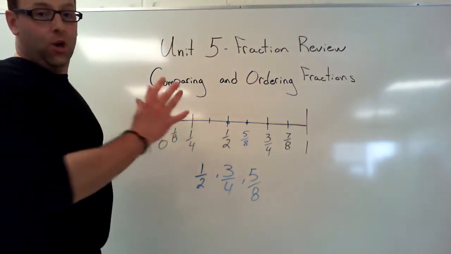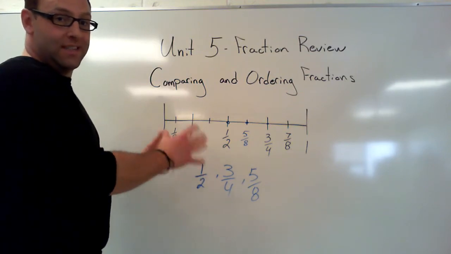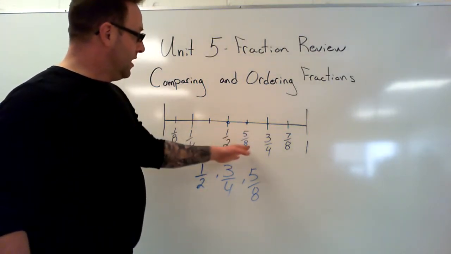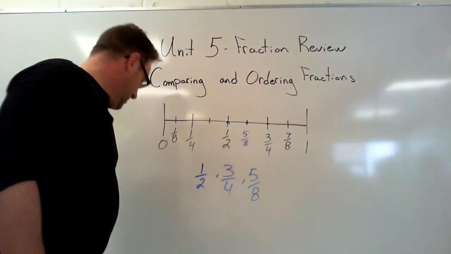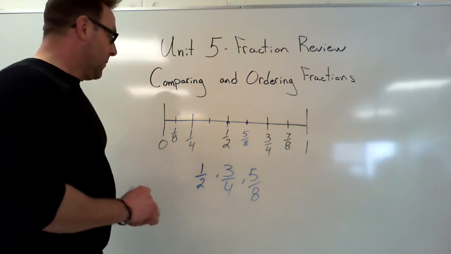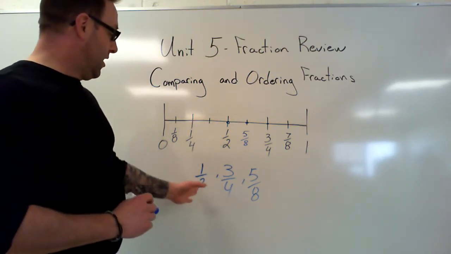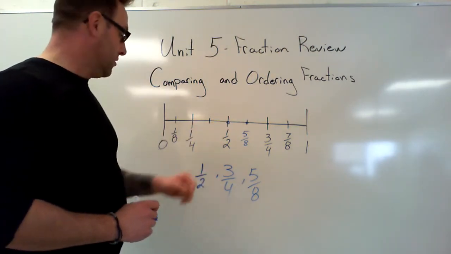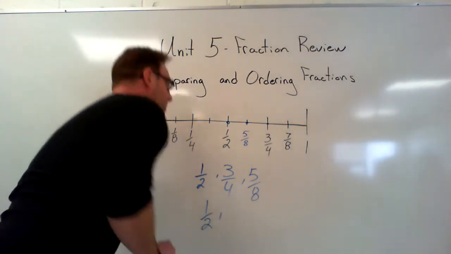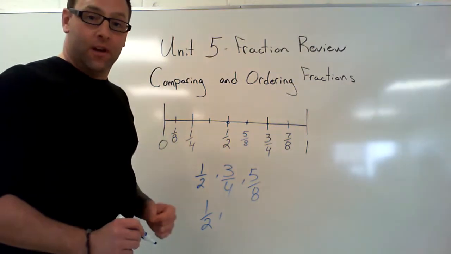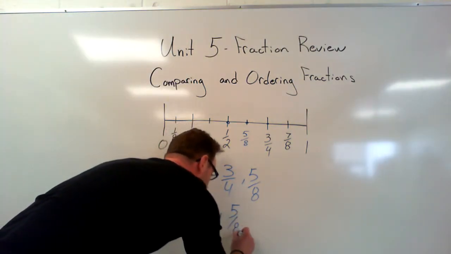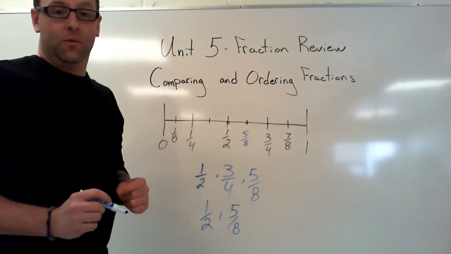So if we go to our number line, what we see is we've got 1 over 2 right here, 5 over 8, and 3 over 4. Looking at these fractions, they are not in the correct order. We have the smallest fraction, 1 over 2, first. That one is good. Let's put it there again. Then we've got 5 over 8. Lastly, we've got 3 over 4.